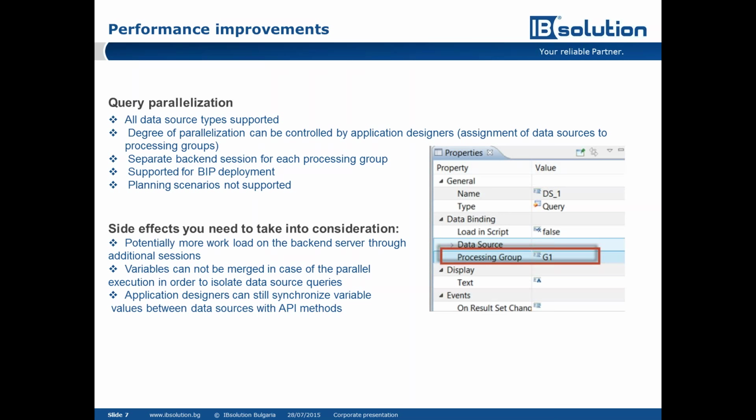The release 1.5 is allowing now to execute the data sources in parallel. Degree of the parallelization can be controlled by application designer. It is possible by defining processing groups and assigning the data sources to those groups. There is a separate backend session for each processing group. Query parallelization is supported for BI platform deployment, but unfortunately, planning scenarios are not supported. That's one key feature.